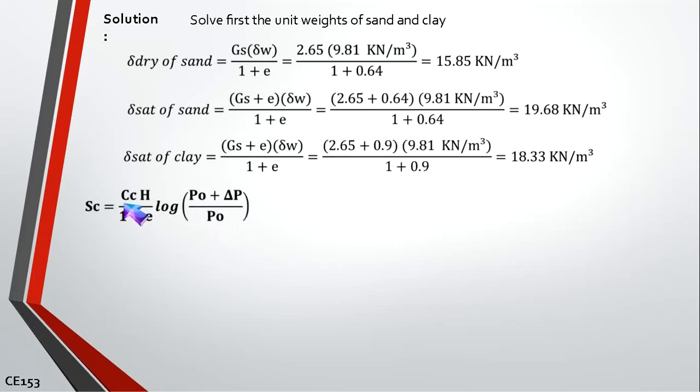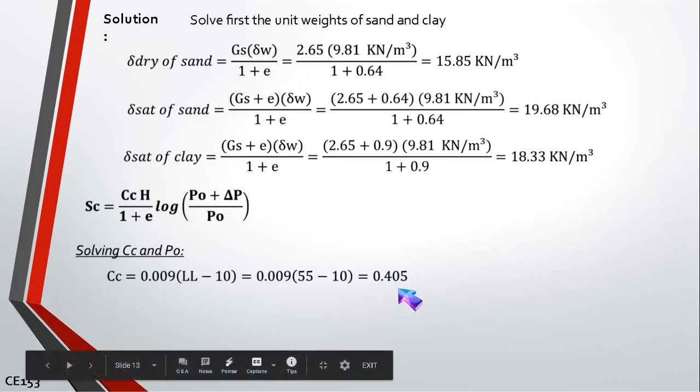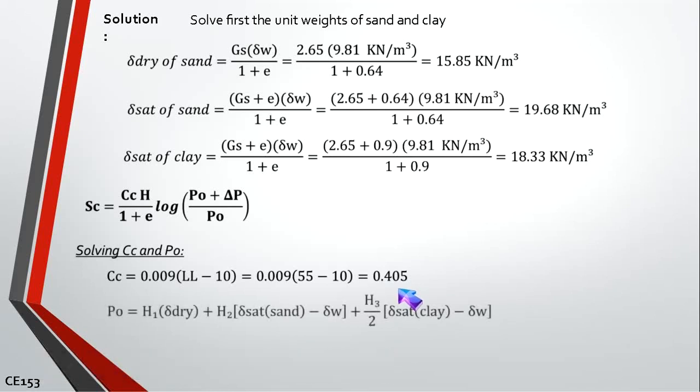So, ang wala natin dito is Cc and Po. Given yung additional pressure natin, so, ito yung kukunin muna natin, yung Cc and Po. We need to solve Cc and Po. So, solving Cc, Cc is equal to 0.009 times liquid limit minus 10. Given yung liquid limit natin, which is 55. So, substituting, we will get 0.405 yung Cc natin.